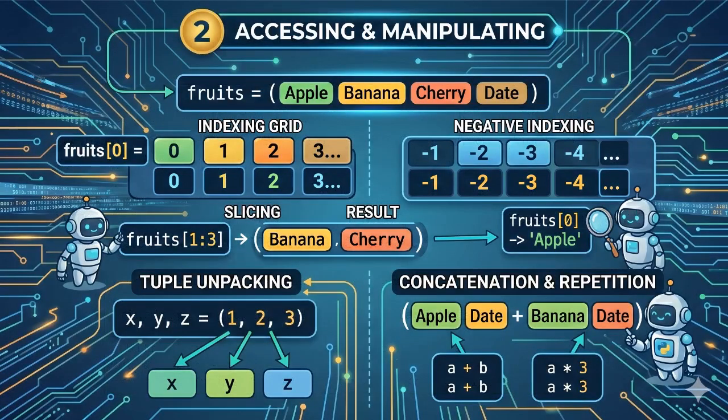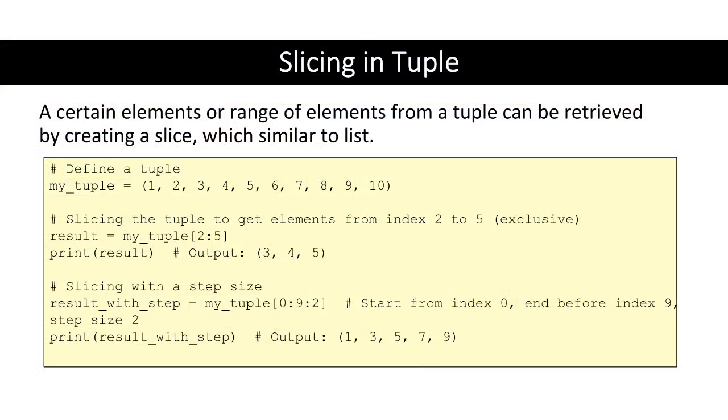Let's examine the tuple fruits equals ("apple", "banana", "cherry", "date"). fruits[0] returns apple, fruits[-1] returns date. For slicing, fruits[1:3] starts at index 1, banana, and stops before index 3, including cherry, so the output is banana, cherry. This follows the same slicing rules as lists. Certain elements or a range of elements from a tuple can be retrieved by creating a slice, which is similar to lists. Let's go step by step.